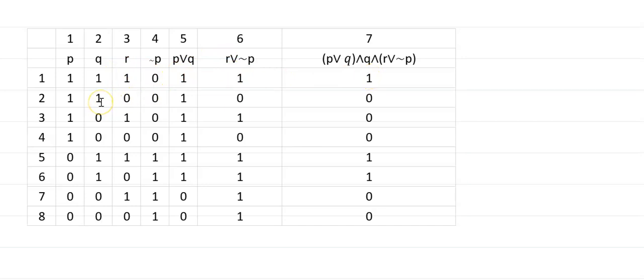Next is 1, 0, 1 and 0, therefore it is a 0. And in this way, we will perform column number 7 by using the conjunction, that is an AND statement between them. You can perform this type of table.